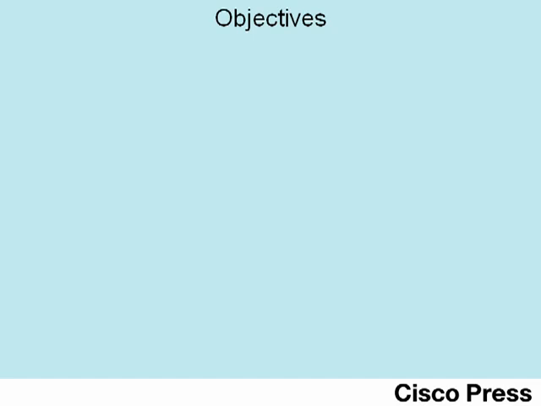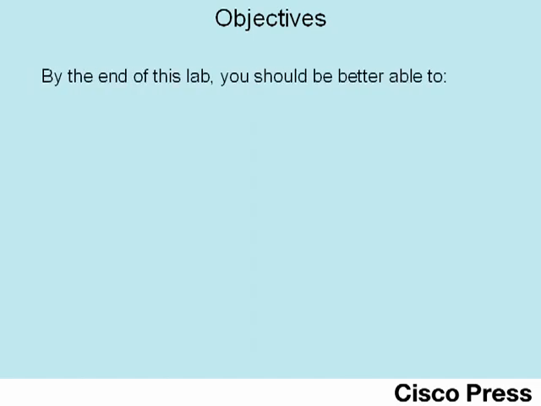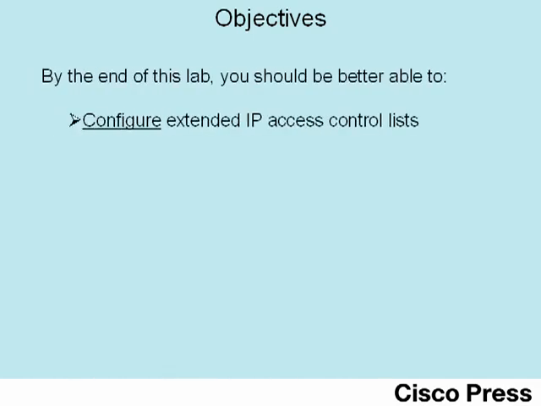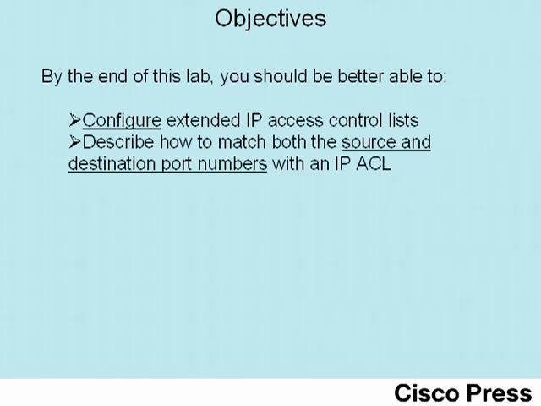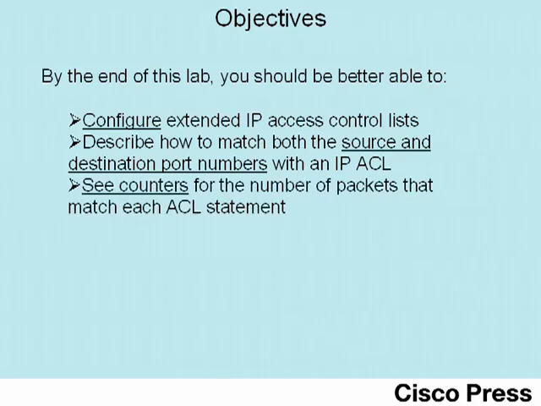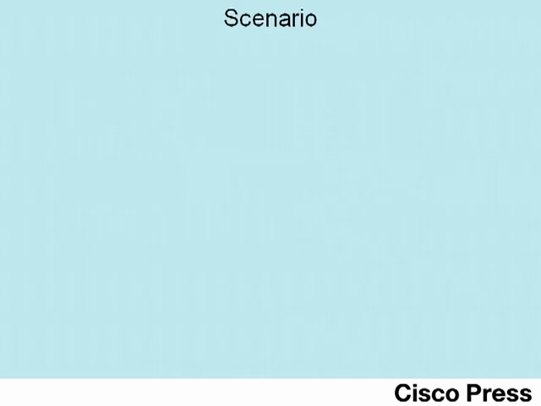This lab has three main objectives. By watching this lab, you should be better able to configure extended IP access control lists, as well as configure one of the trickiest parts of IP extended access control lists, particularly the source and destination port numbers. You'll also understand how to see the counters that show the number of packets that have matched each statement in an access list. To reach these objectives, this scenario uses a single scenario step.